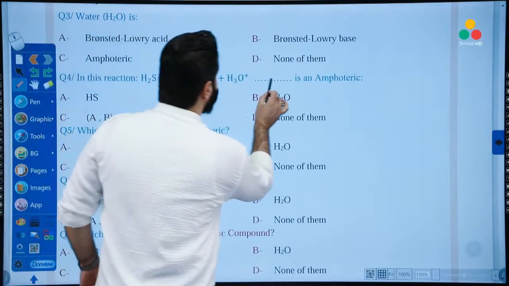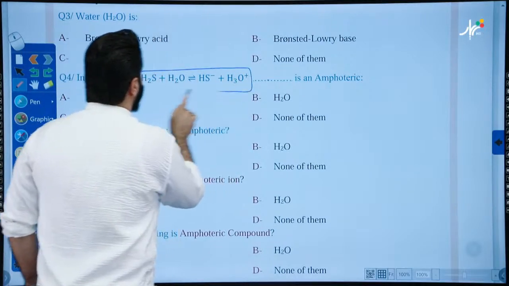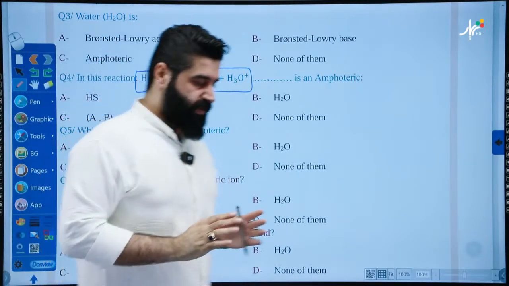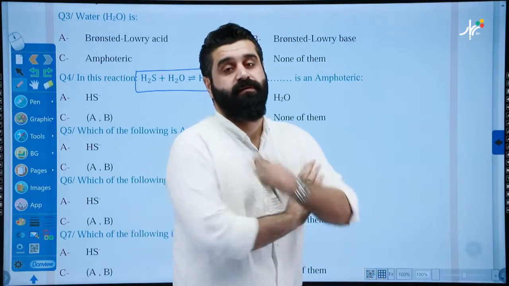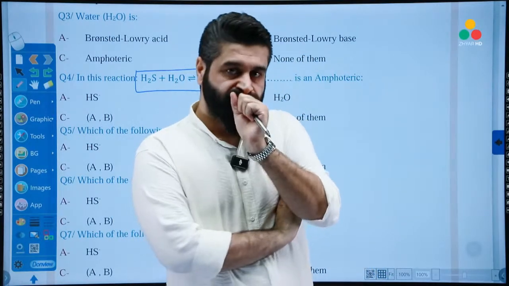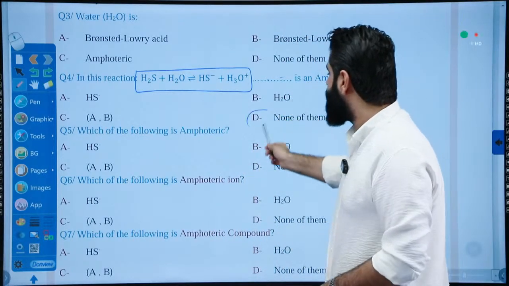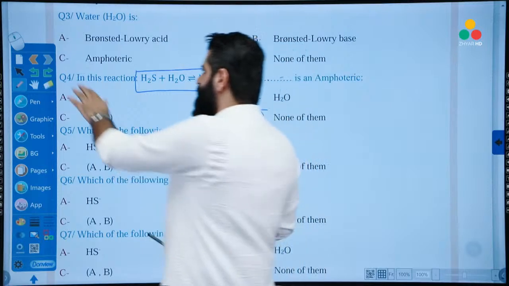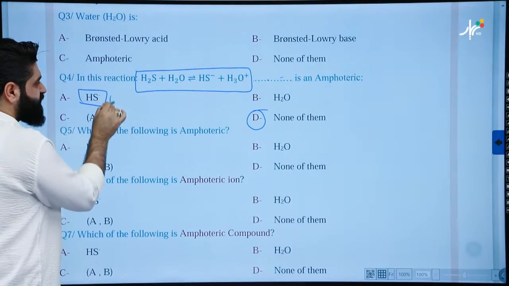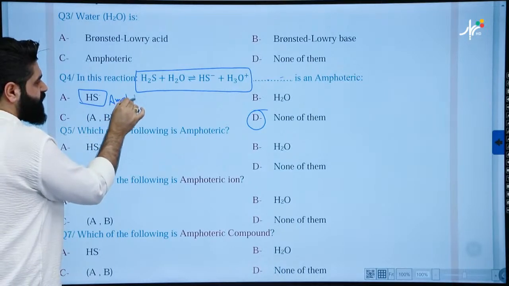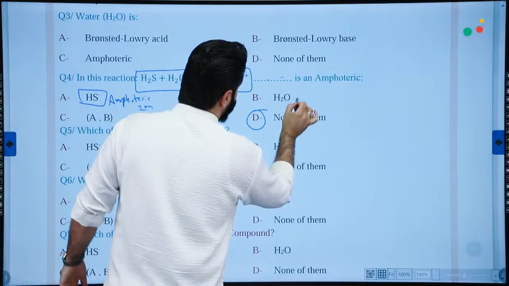Another question. In this reaction, which one is amphoteric? By the way, be careful, my dear: if we have a single reaction, it is impossible to have amphoteric with a single reaction. Nothing is amphoteric. Which one is amphoteric? None of them, without thinking. But mister, I have seen this as the amphoteric ion. Okay, this is an amphoteric ion, and this one is an amphoteric compound.